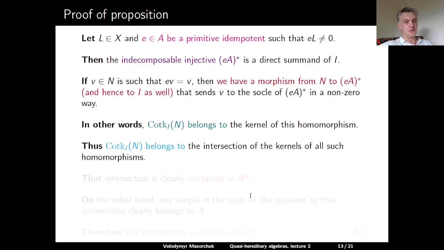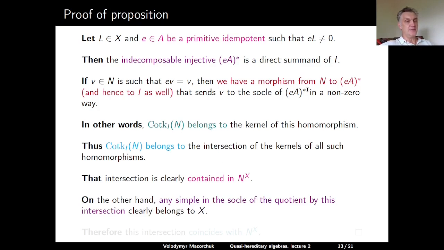And so, by the definition of the cotrace kernel, it also belongs to the intersection of the kernels of all such homomorphisms. And of course, the intersection of such kernels is clearly contained in N^X, because every simple subquotient which is in X, we can send in a non-zero way to I. So the intersection of the kernels is contained in N^X. On the other hand, any simple in the socle of the quotient of N by this intersection clearly belongs to X. And therefore, this intersection coincides with N^X.